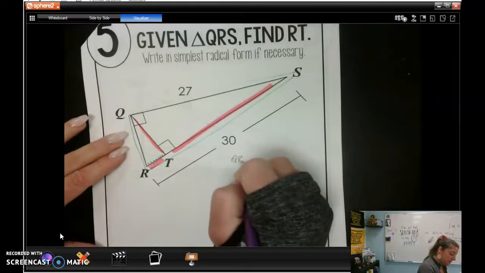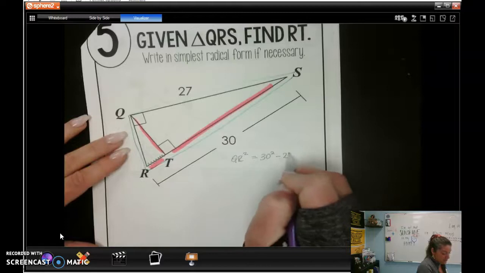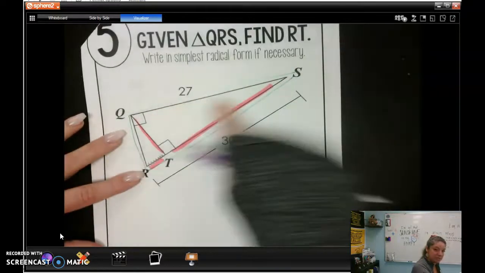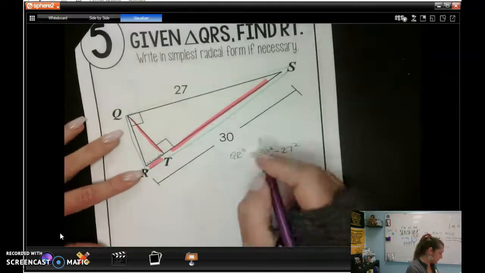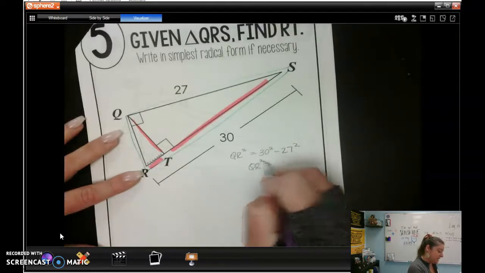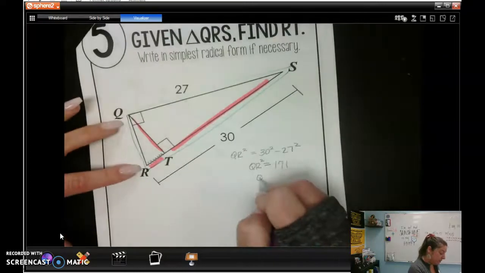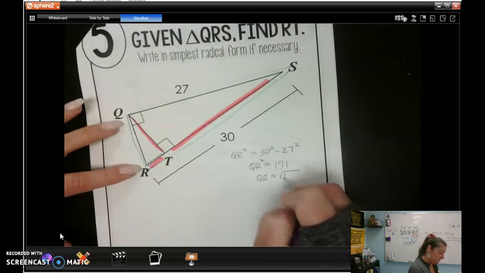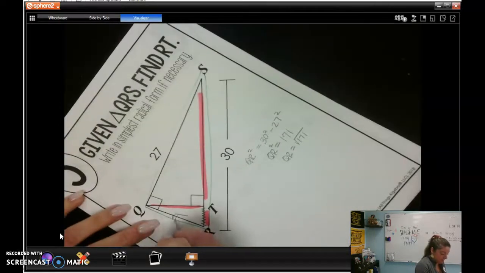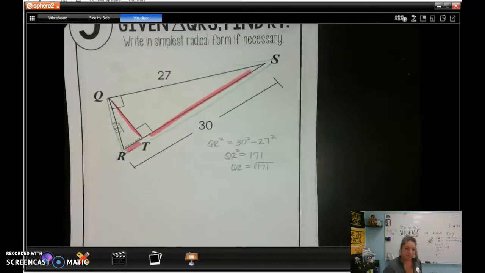So QR squared, right, is going to be 30 squared minus 27 squared. So in this large triangle, it's my hypotenuse minus the 27 squared. So when I do all of this, I'm going to end up with it being 171. So the length of QR is equal to the square root of 171. Okay, so I'm going to write that right here so I can label my picture and see what else I have going on.